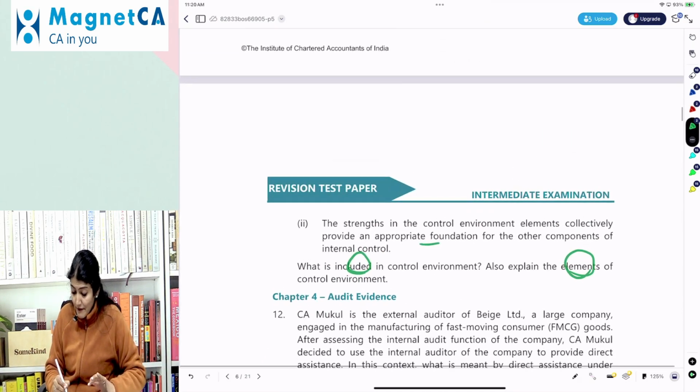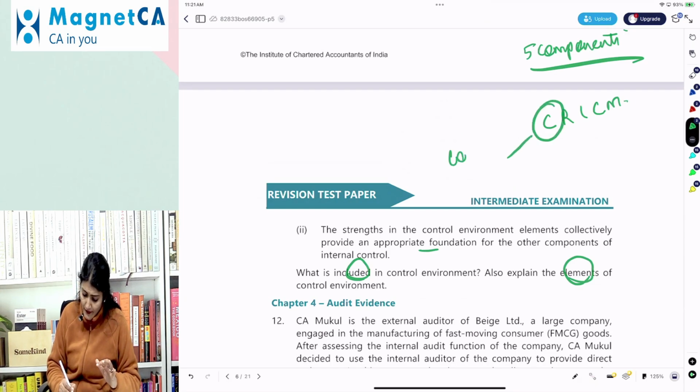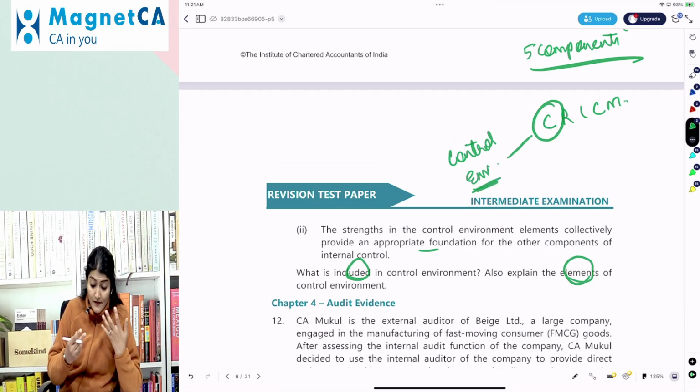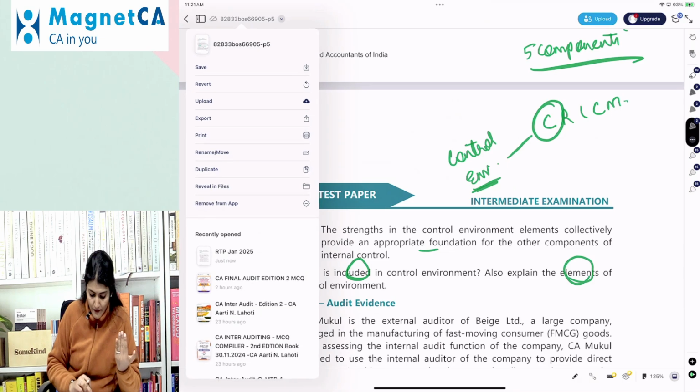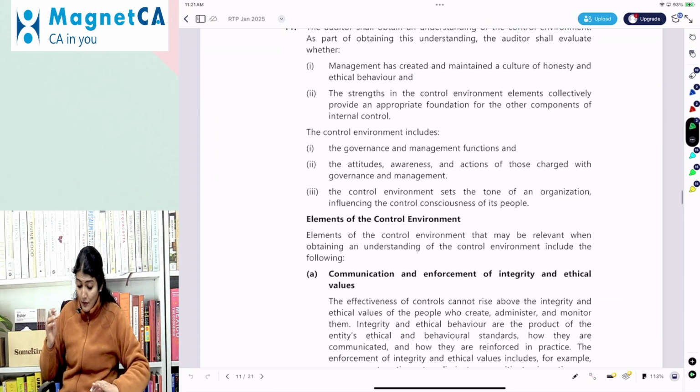Right, so we have the 5 components of the internal control. Mainly we have the CRISM, and in the CRISM they are asking the question regarding the first one, which is regarding the control environment. So what is included and what are the elements of the control environment, right? So what is included in the control environment?